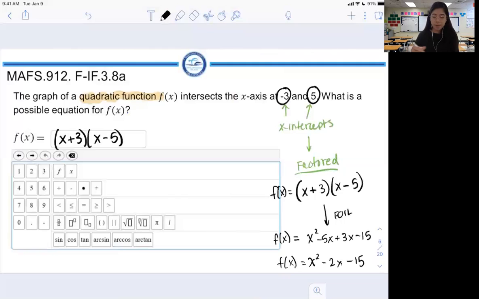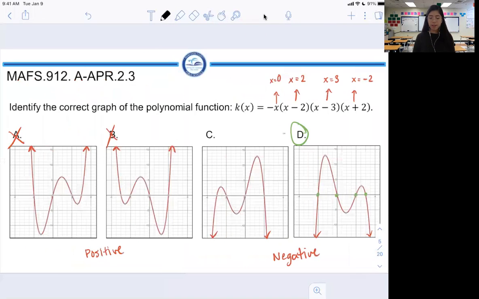Either one, I mean, if the question was like, write your answer in standard form, you would obviously write it in standard form. But it doesn't tell you which form it has to be in, so it doesn't matter. You can do it either way. All right, so that is that on that. All you have to remember for this type of question, if it comes up, is that the factors are all of the x-intercepts, so you just basically play a little bit of a game of match.